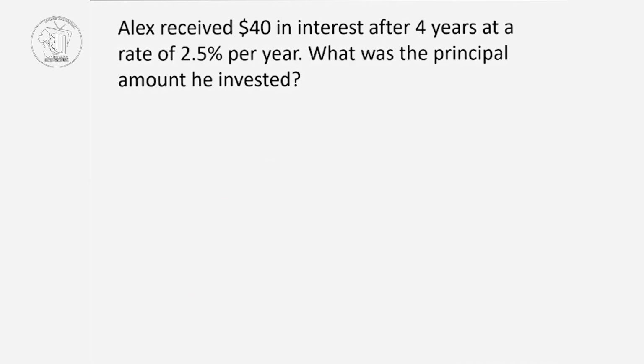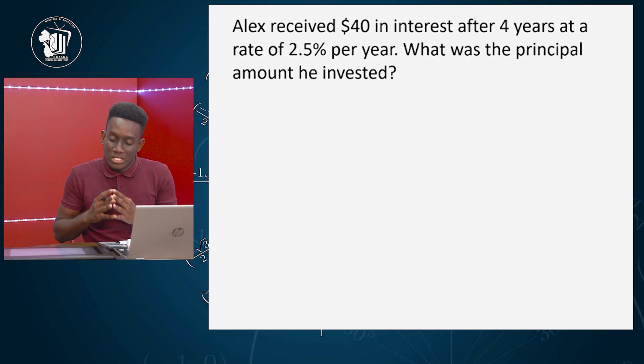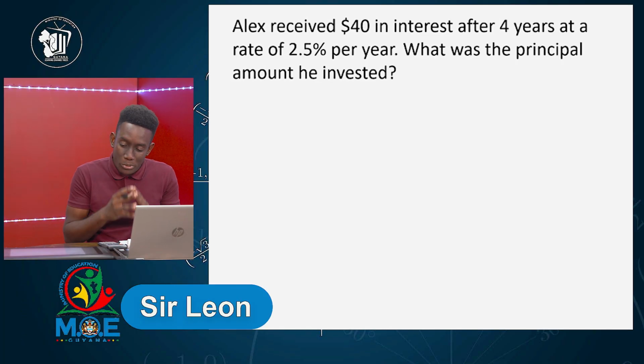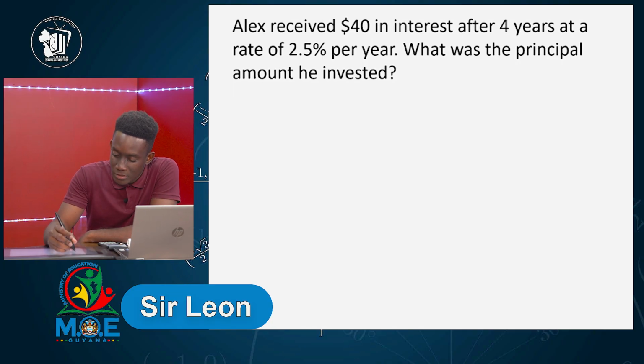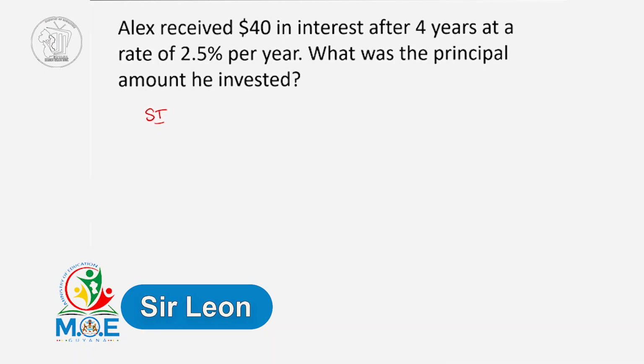Let's look at another one. So this one says, Alex received $40 in interest after 4 years at a rate of 2.5% per year. What was the principal amount he invested? So in this case, we want to find principal. So let's put down the formula again. So the formula would be simple interest is equal to PRT over 100. So we know simple interest would be, let's put in everything that we know.